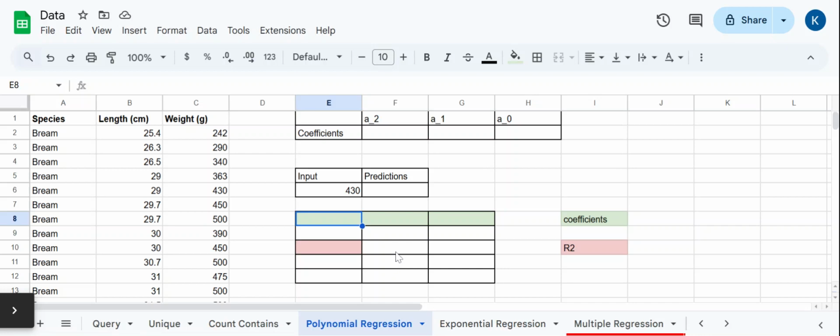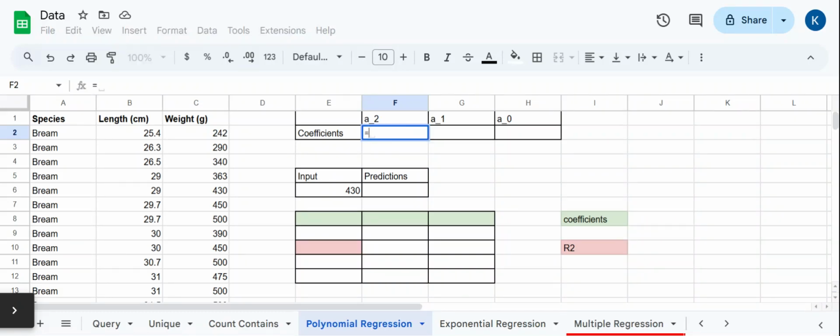Today, let's take a look at how to do polynomial regression. So if you have tried to do a line of best fit and the linear function does not fit your data well, you might want to try a polynomial. So I'm going to click here.